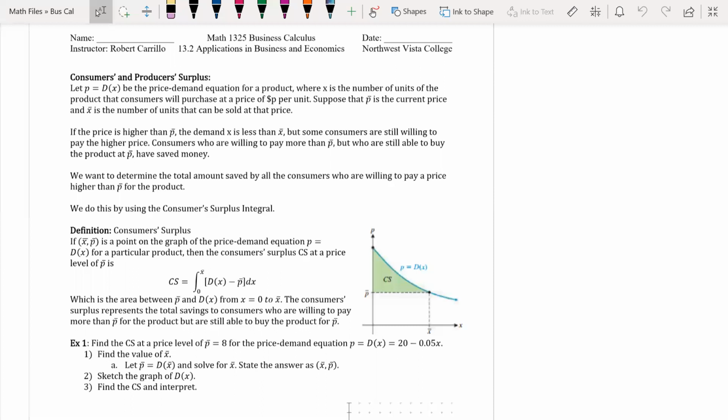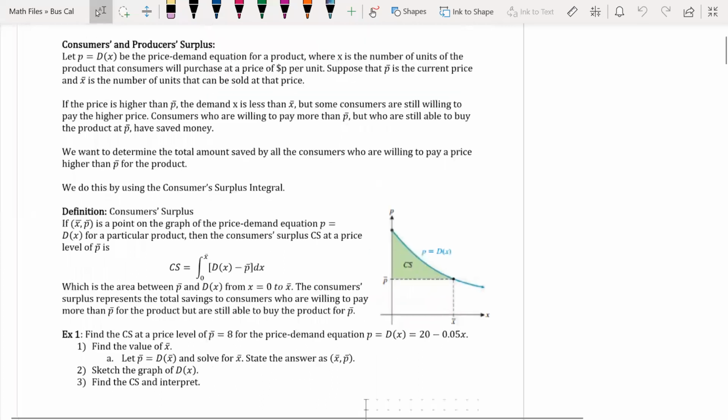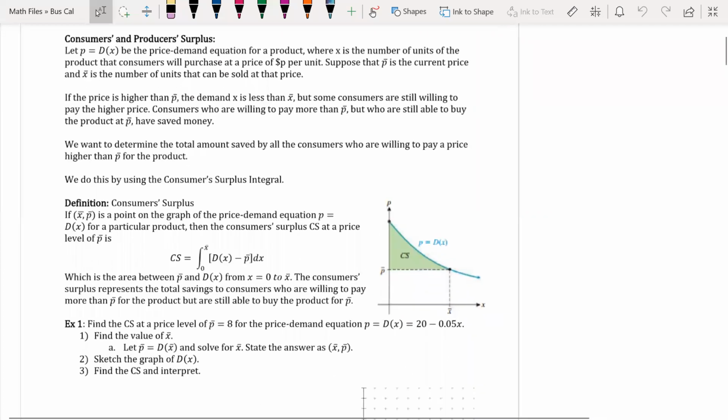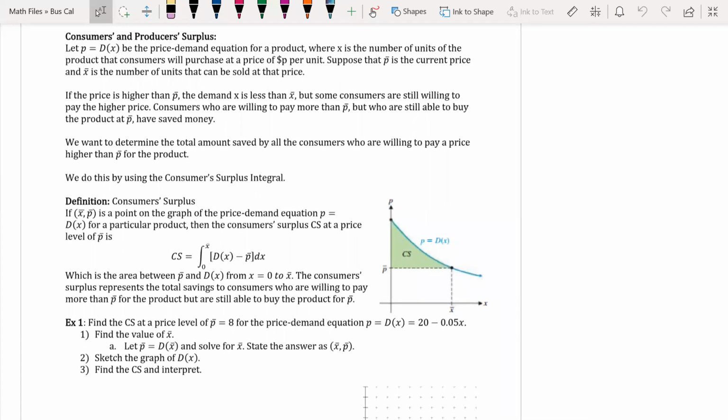So a lot of stuff to read here. So 13.2 is applications in business and economics. So we start with the consumer surplus, and information about consumer and producer surplus.